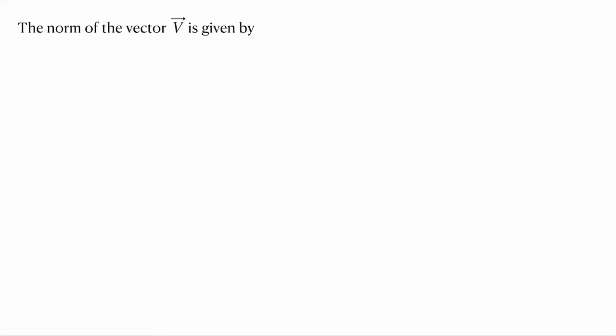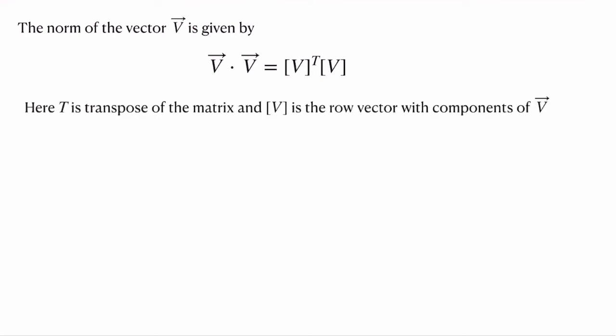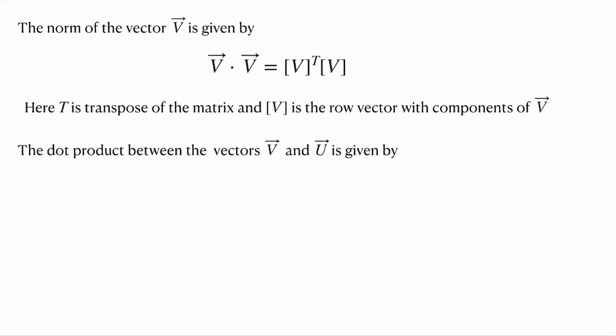The norm of the vector with this new notation is given by V transpose into V, where V transpose is the transpose of the vector. When we take the dot product, the component written as a column vector becomes a row vector after transposing, and we can multiply them and get a number, and that is the length or the norm of the vector.